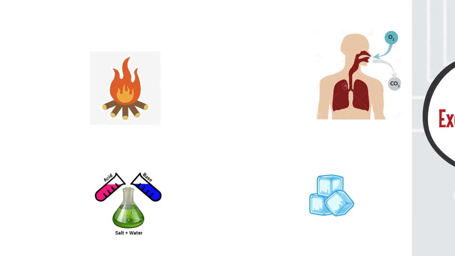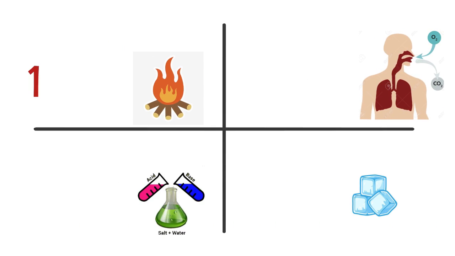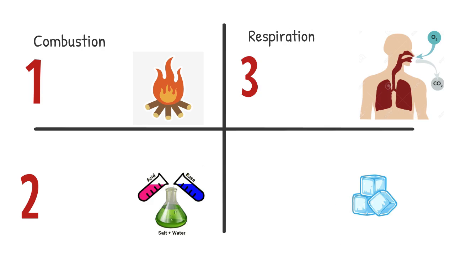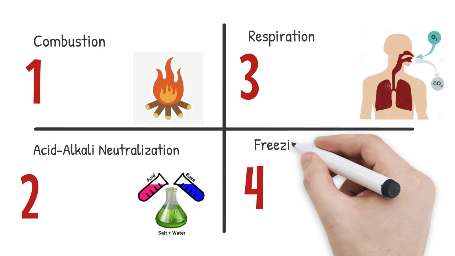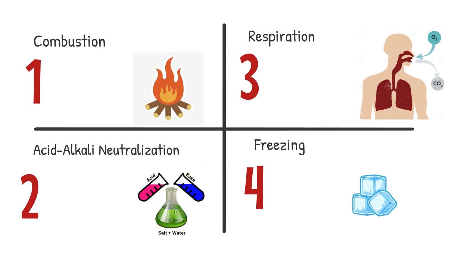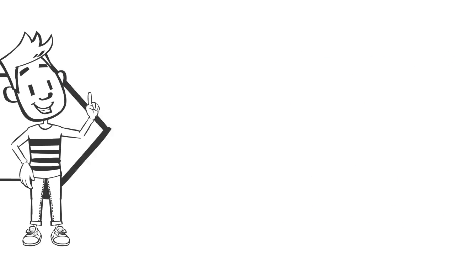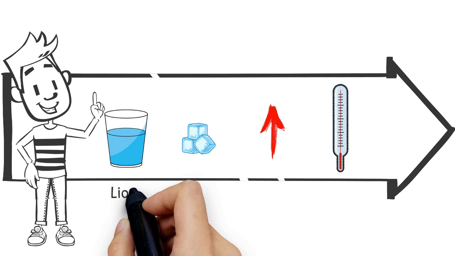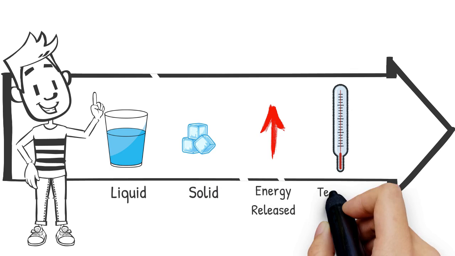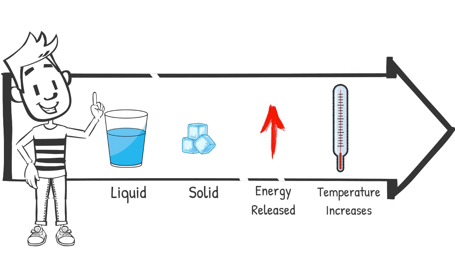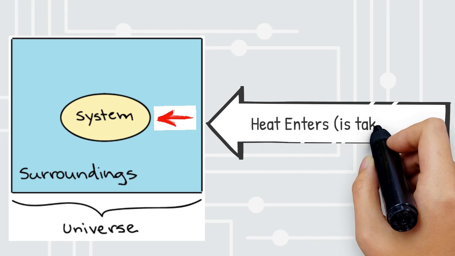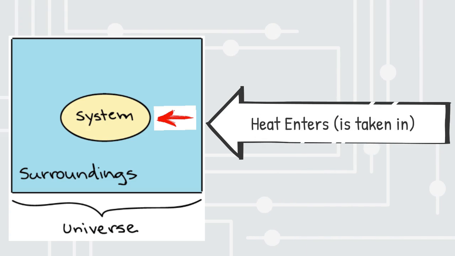Here are some common examples of exothermic reactions and processes. We have combustion, acid-base neutralization, respiration, and freezing. In freezing, liquid water with high kinetic energy changes to solid water with lower kinetic energy state. Here cooling is required, and the energy difference between liquid and solid is released. Temperature of surrounding increases.